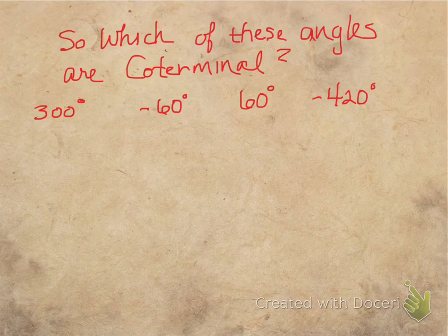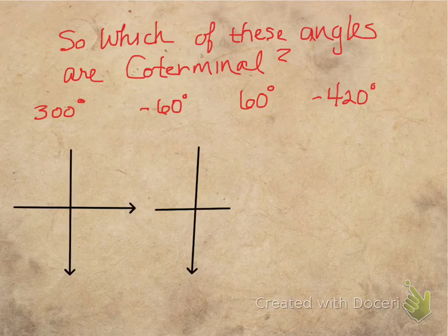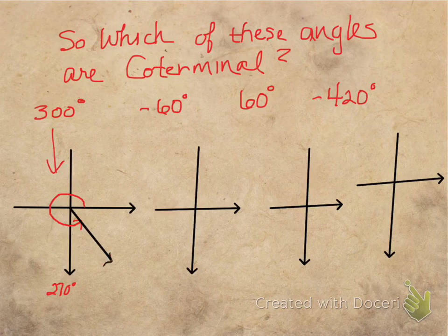So now let's talk about which of these angles are coterminal. There were 4 different angles, so let's get started. So that's a picture of a 300 degree angle. Again, it's 30 degrees past 270.